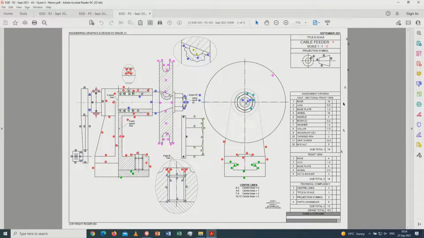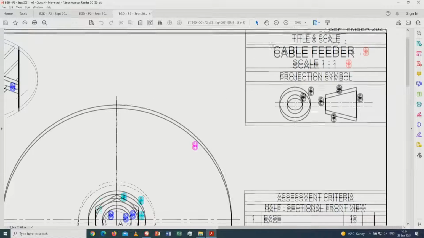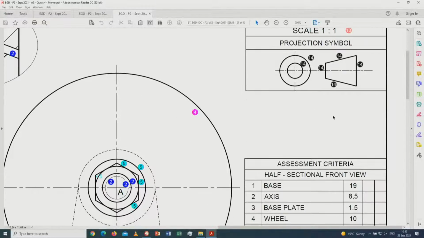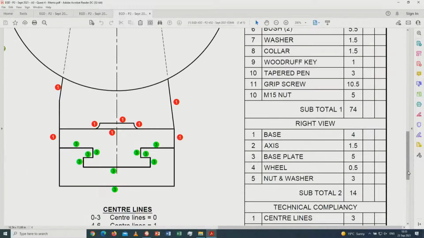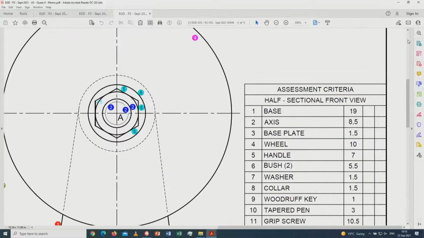All right, title and scale, half a mark, half a mark. Sorry, I just want to get to the position, which is this one over here. Half a mark, so that gives you the marks that you can get in that regard over here on the bottom. The projection system symbol gives you 3 marks.